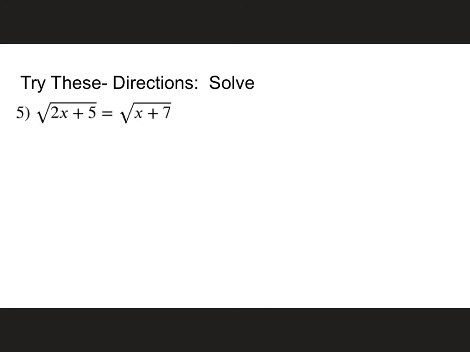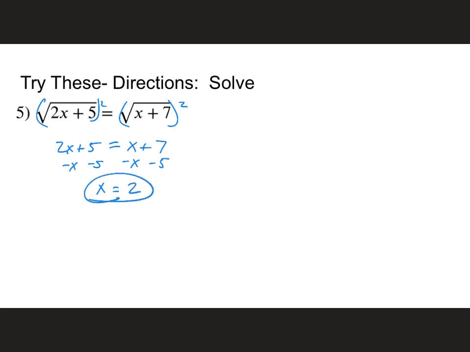Number 5, the square root of 2x plus 5 equals the square root of x plus 7. Cool. Two radicals on the same side, and I know that I can just square both sides and check it out. I eliminate both radicals in one step. That's really cool. And then it's just a basic algebra problem. Combine my like terms. I'll subtract x from both sides. I'll subtract 5 from both sides. And that gets me x equals 2.